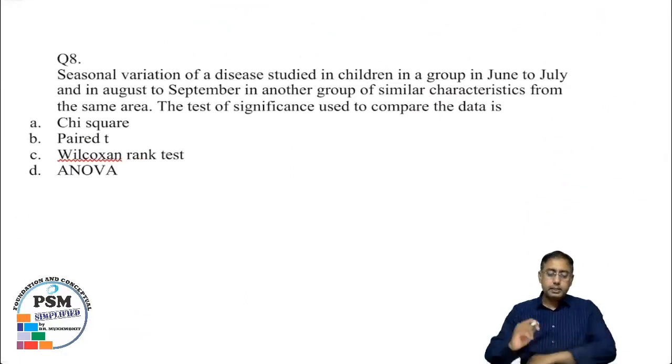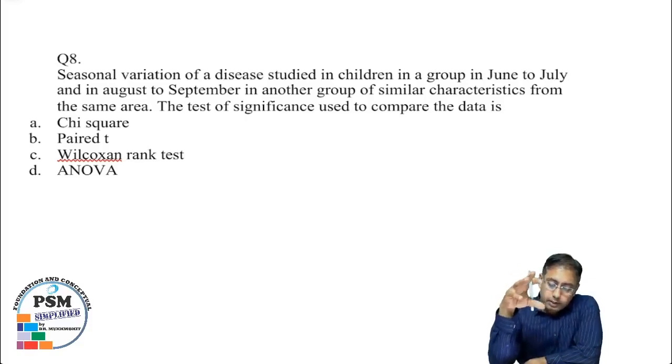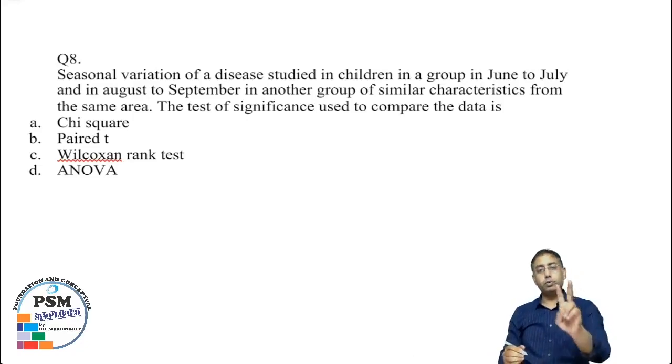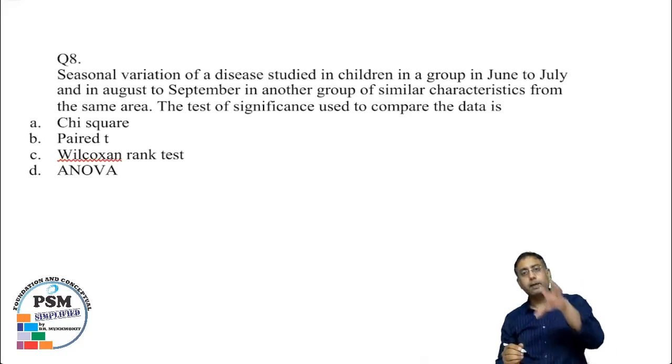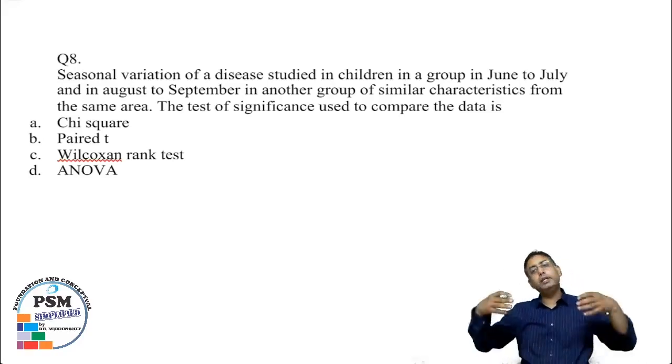Question number 8. Seasonal variation of disease studied in children in a group in June, July and in August, September in another group of similar characteristics from the same areas. Seasonal variation of a disease studied in children in a group in this day from another area. So that's a pretty simple question. There are two groups they had taken, and both groups were studied somewhere in June, July, again in August, September. So you are comparing two seasonal variations in two different groups.